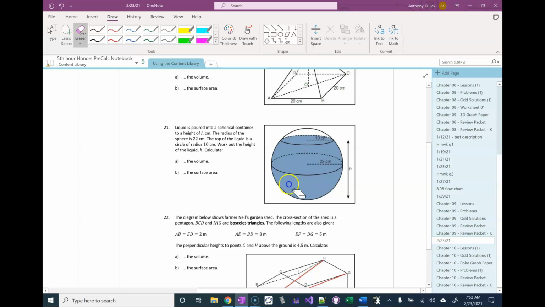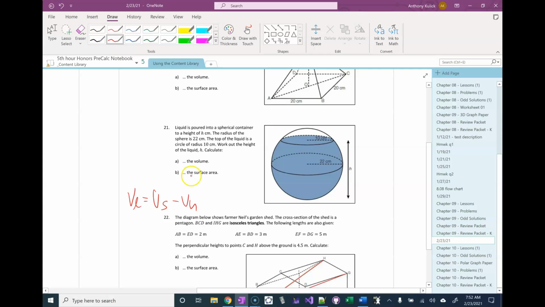Why am I doing all this work? We don't need to do any of this work. I just need the volume of the sphere minus... what are we trying to do here? Calculate the volume of the sphere of the liquid contained in it. Well, I'm not really sure. Let's assume we're looking for the volume of the liquid in there. We don't need any of that stuff to do that.